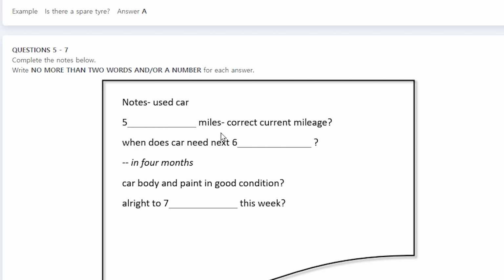These are notes on the used car. We're looking for some miles, so this is probably going to be a number. When does the car need next? This is probably going to be something to do with maintenance. When does the car next need its checkup or its insurance?